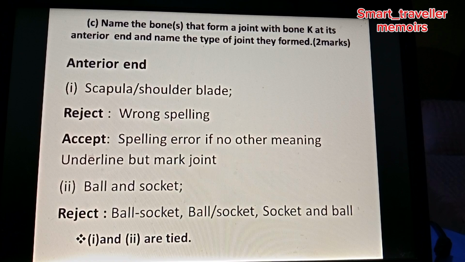Name the bones that form a joint with bone K at its anterior end, and name the type of joint they formed. Scapula, or shoulder blade. Reject wrong spelling of those words. Accept spelling error if no meaning, but underline.